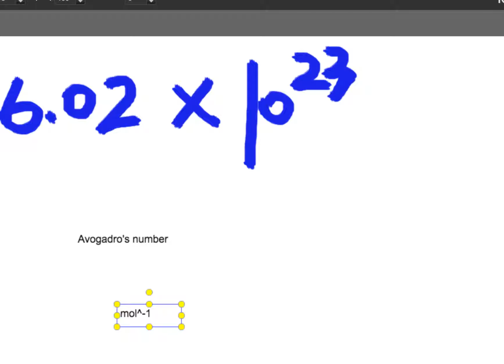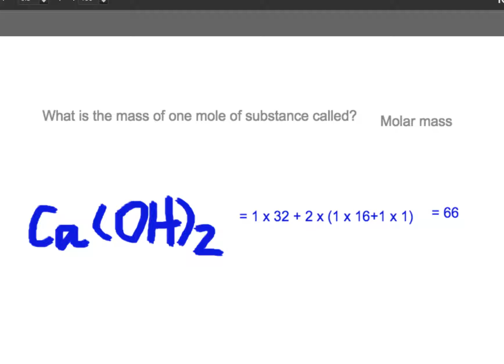Now, I have a question to ask you. Do you know what the mass of 1 mole of a substance is called? It's called molar mass. So say if you have this substance, calcium hydroxide, how would you calculate its molar mass? Well, you'll get given a data booklet during your exam. It would have the periodic table on it.